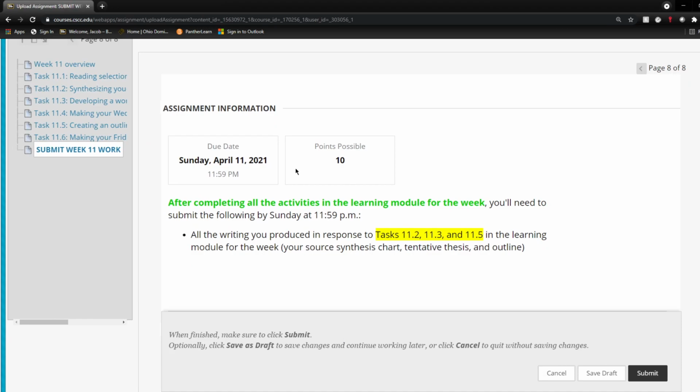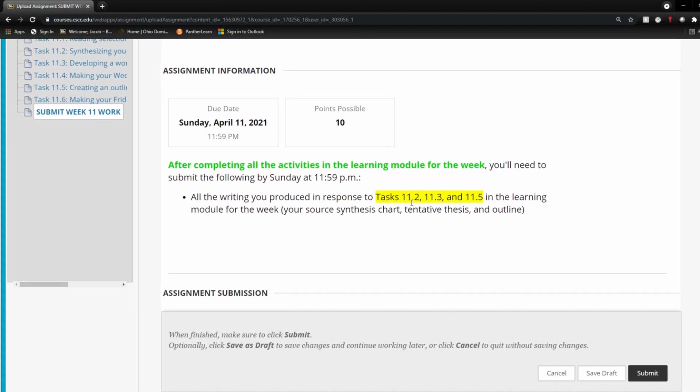And finally, you are going to submit your weekly work. Please note that you have several things that you need to submit. You'll be submitting all of the writing that you did for tasks 11.2, 11.3, and 11.5. And when you make your submission, please make sure to very clearly indicate what is what. So label task 11.2, label task 11.3, label task 11.5. That will help me tell your writing apart, and you'll make sure that I'm grading the right things.